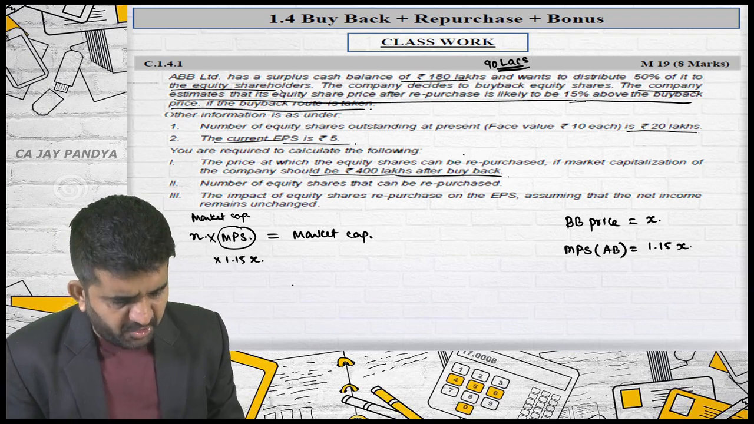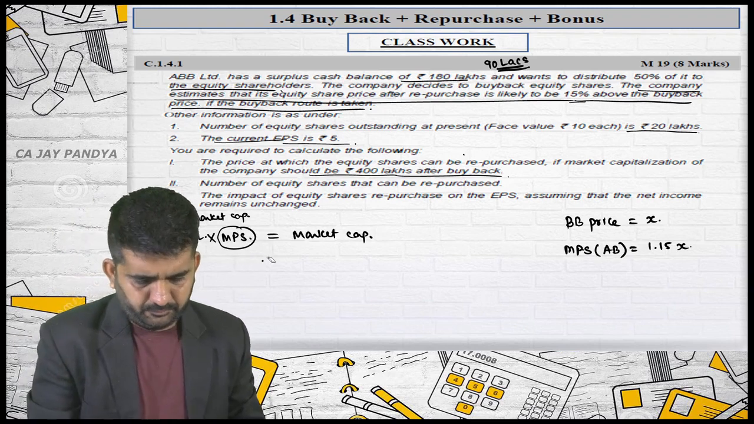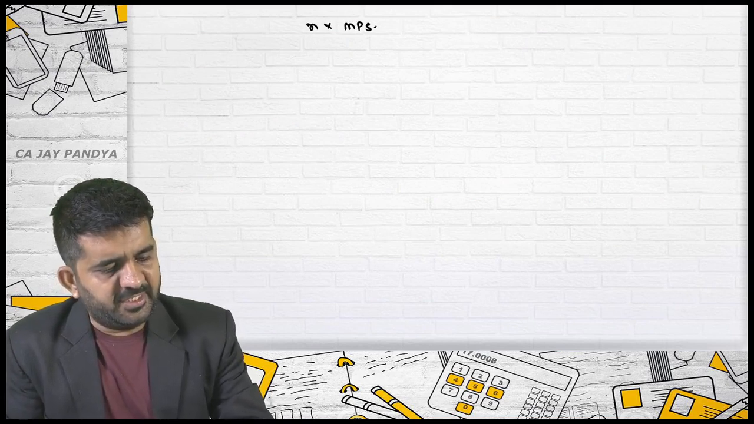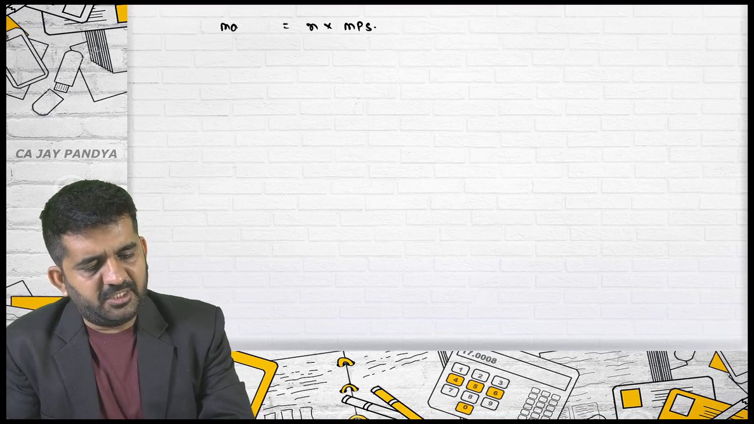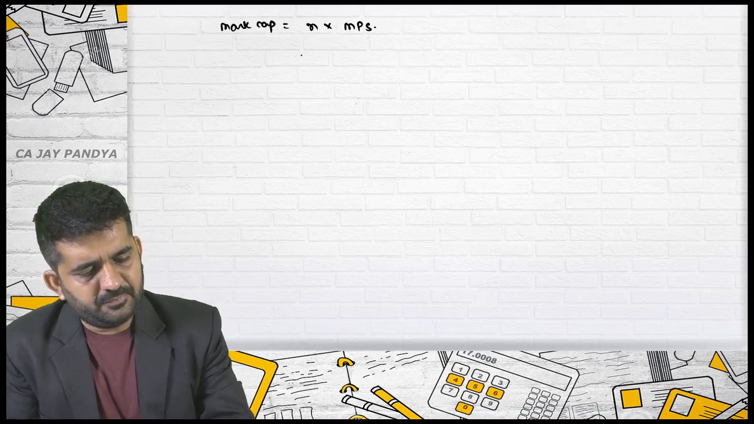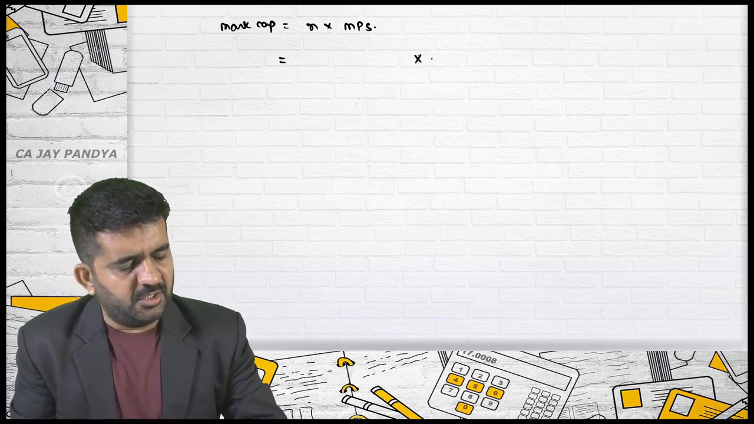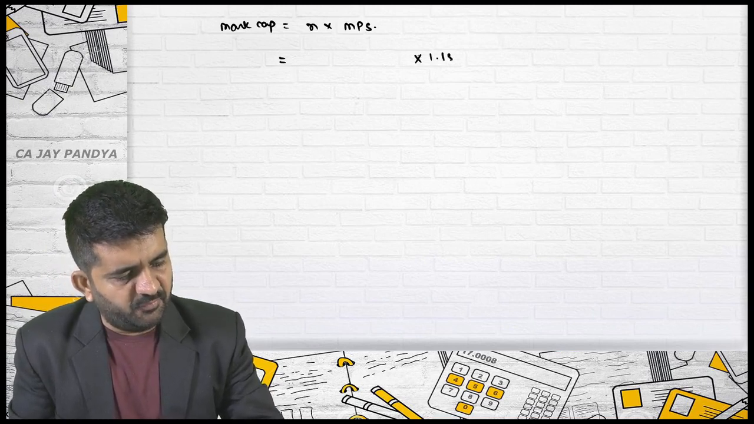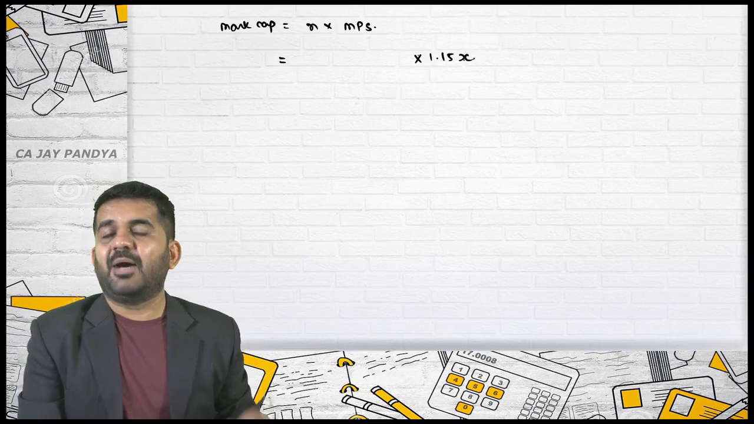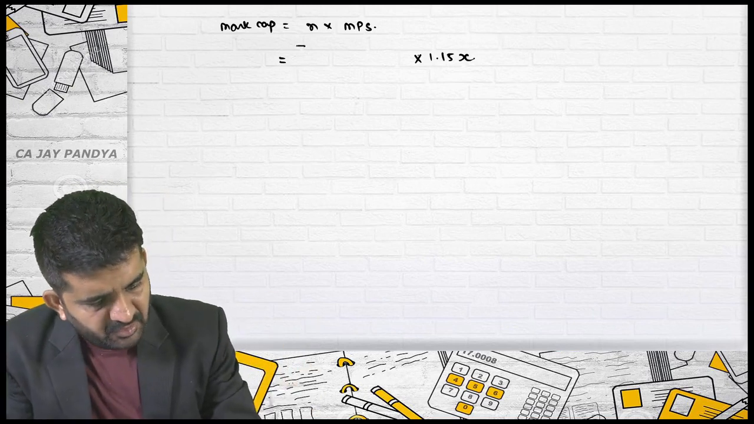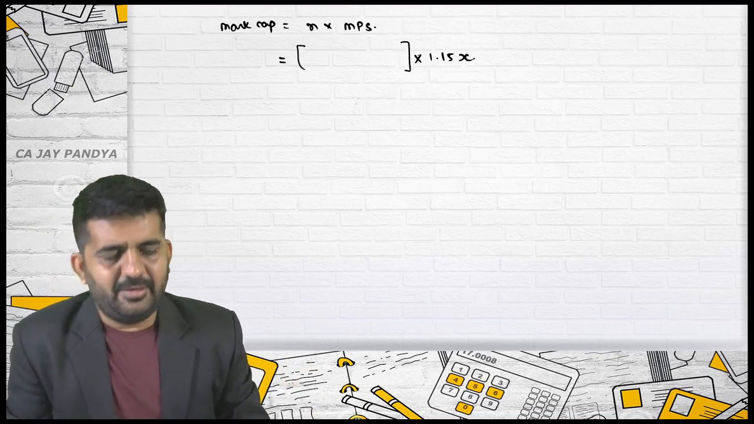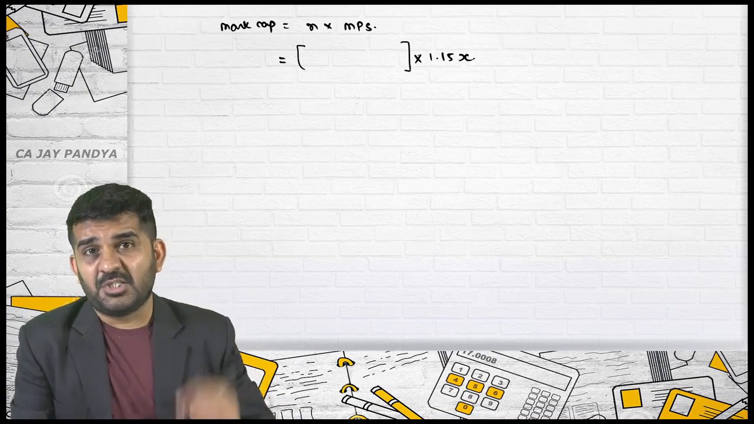What will be the number of shares? Let me write it down. N multiplied by market price per share will be nothing but market capitalization. The market price per share after buyback is 1.15x. What will be N? This is difficult.